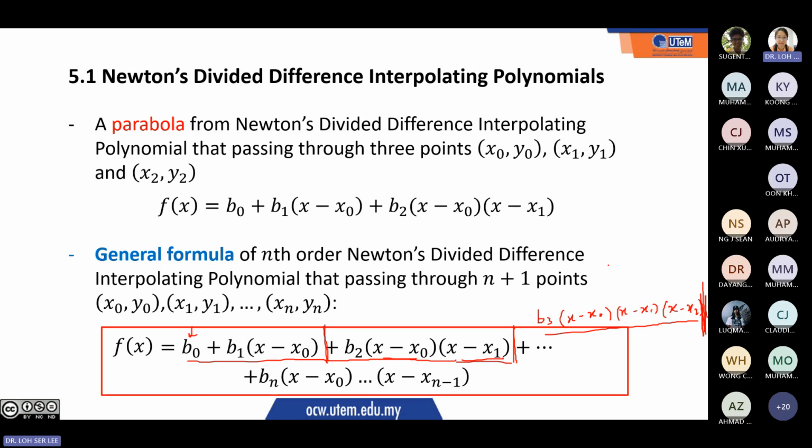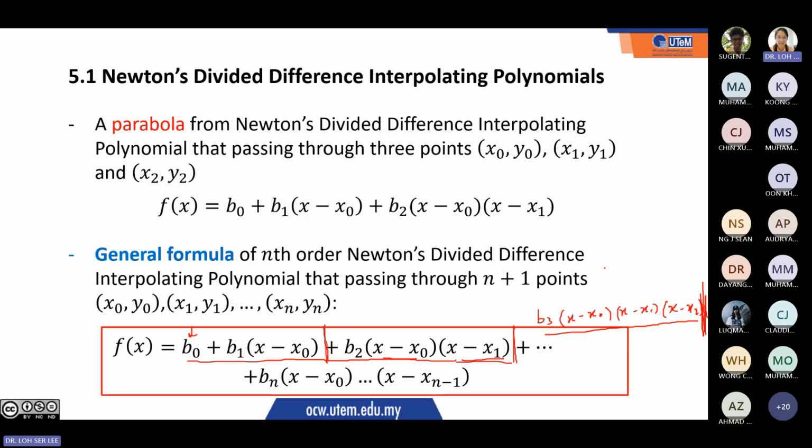For the B values, we need to find the B values. Once you get the B values, that means you have successfully found the polynomial function. Okay, any questions? The question will mention which order it wants. If it mentions the first order, that means a straight line. You just need 2 points.